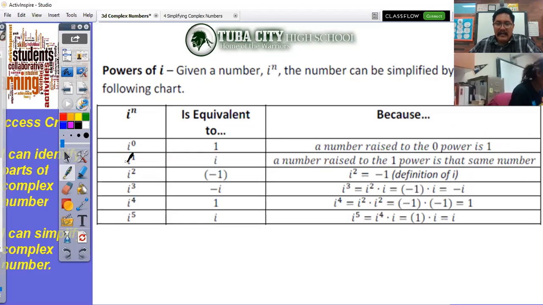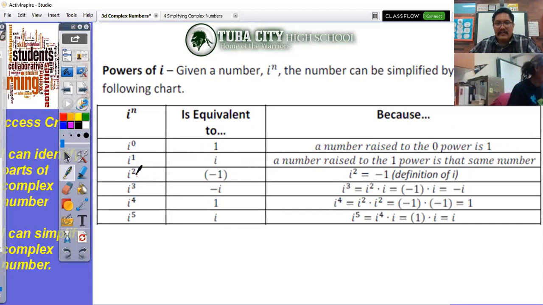All right, but here I have i to the 1 power. Now this one's another obvious one because anything to the 1 power is just that same number. Like if I have 5 to the 1 power, it's just going to be 5. Anything to the 1 power is just that number. So i to the 1 power is the same as just i.